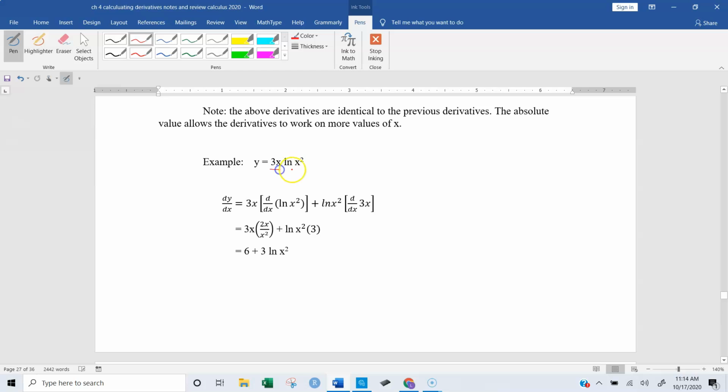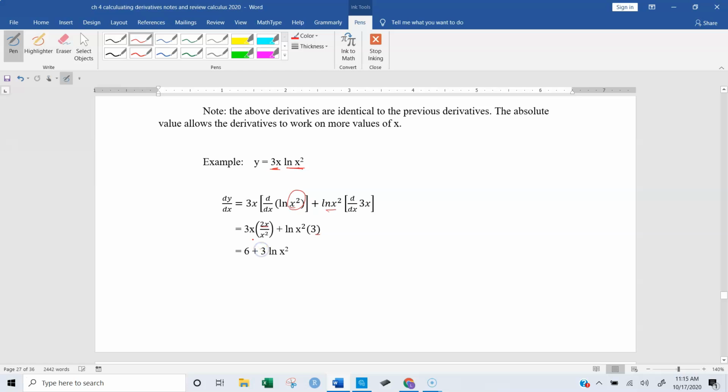So we got 3x and the natural log of x squared are the two things we're looking for. So we're going to take 3x times the derivative of the natural log of x squared plus the natural log of x squared times the derivative of 3x. Well, the derivative of the natural log is 1 over this times the derivative of the function. So it's 1 over x squared, your original, times the derivative of the function, so the derivative of x squared is 2x, plus natural log of x squared, and the derivative of 3x is 3.